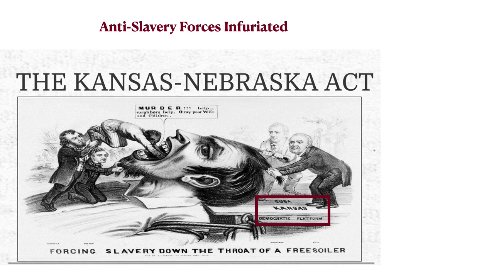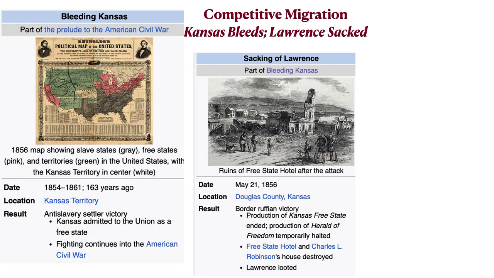I put a red box around a couple of terms there on the Democratic platform. So one is Kansas and the other is Cuba. So the Democrats still want Cuba, and they want Kansas, and many of them, the Southern Democrats, as a slave state. So by the original compromise of 1820, Kansas would have had to have been a free state, but that compromise has been undone by the Kansas-Nebraska Act, and that leads to competitive migration.